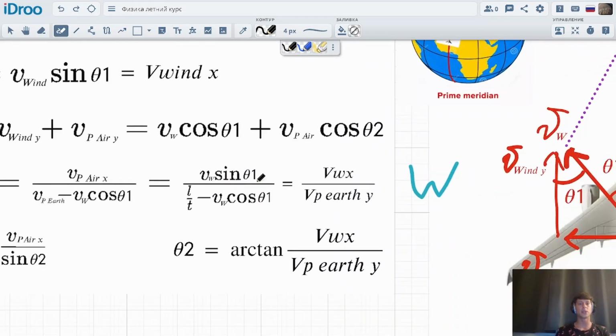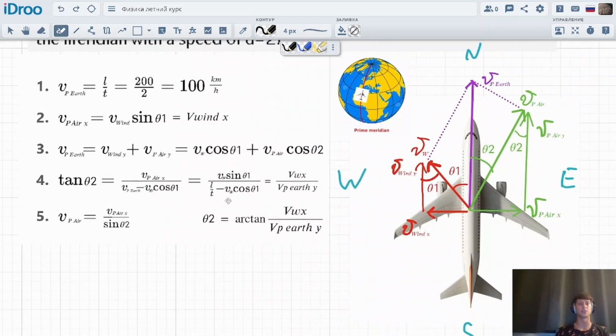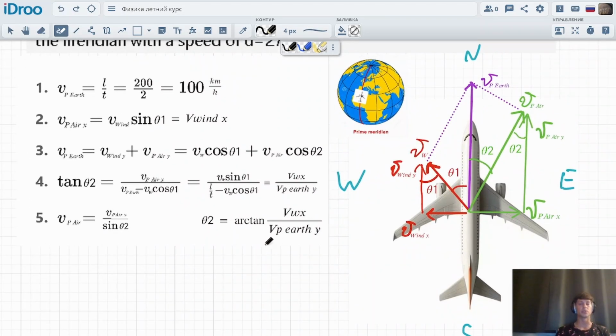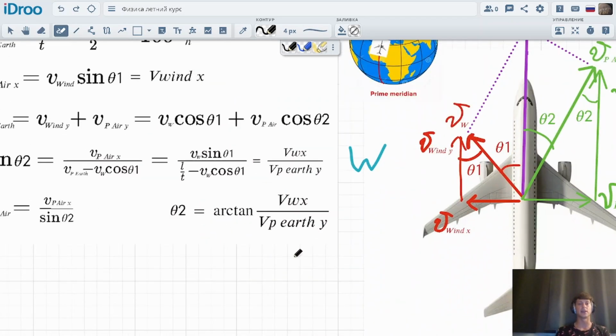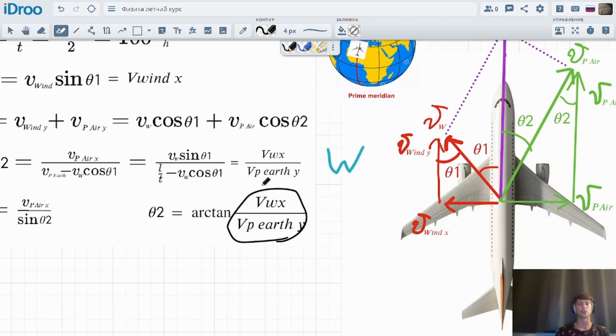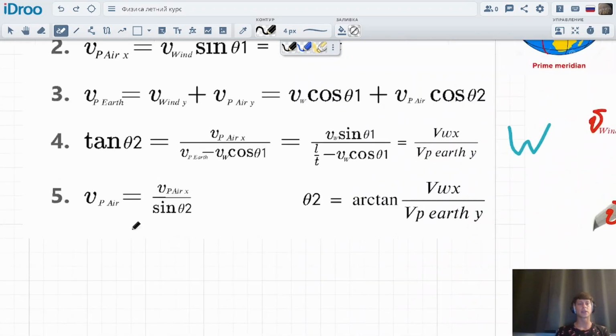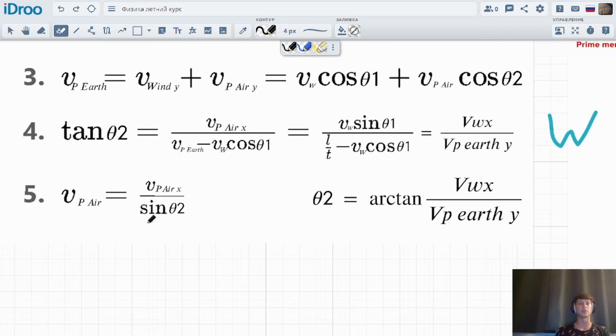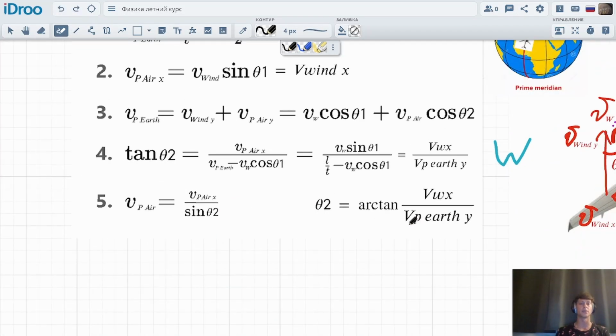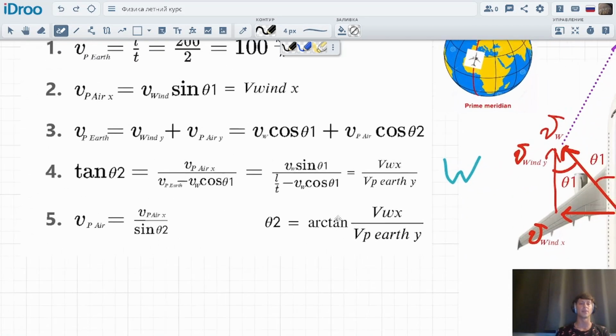We have the velocity of the wind, we have θ1, we have L, we have T. So we already can calculate the tan of θ2. And of course, after this, we also can calculate θ2 itself as arctan of this ratio. When you get θ2, you also can calculate the velocity of the plane relative to air as the ratio of the horizontal component of the velocity of the plane relative to air, x, to sine of θ2. And you will already know θ2.